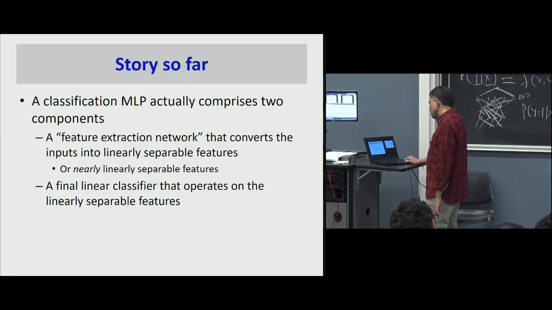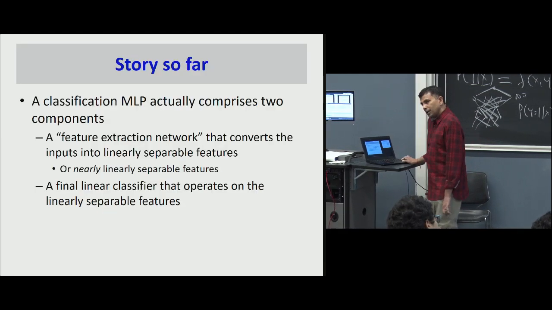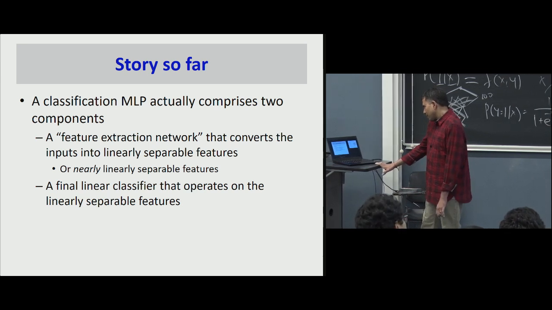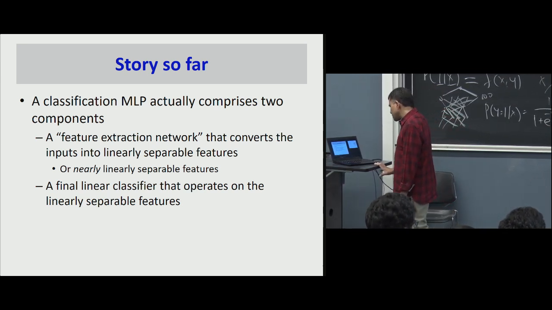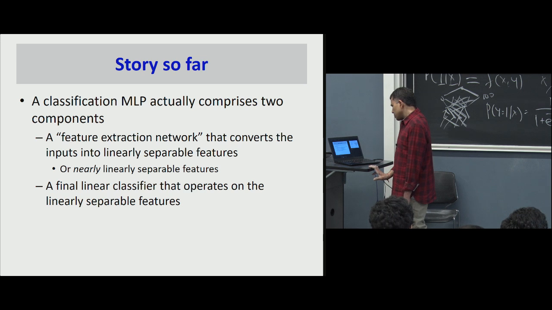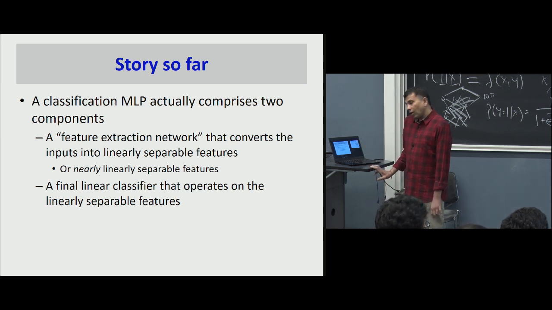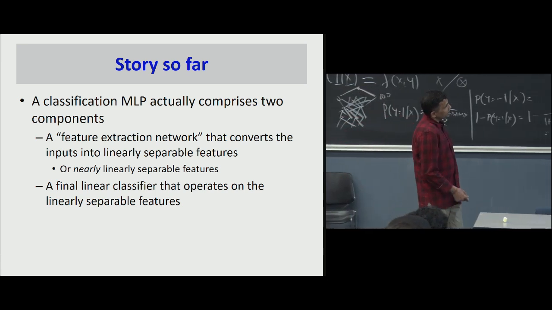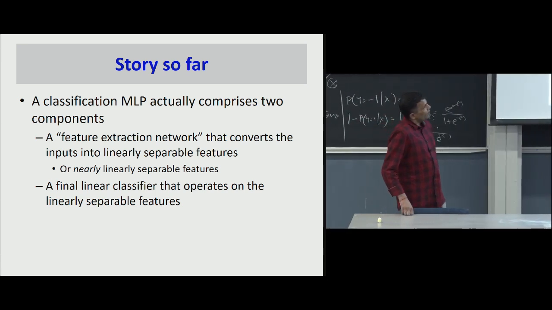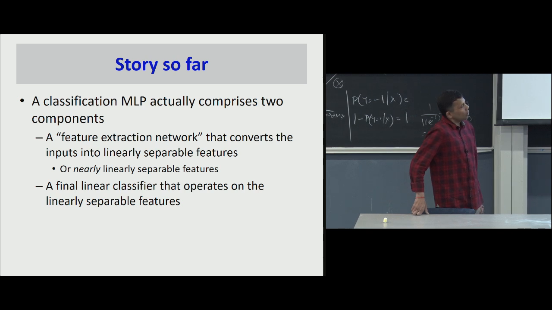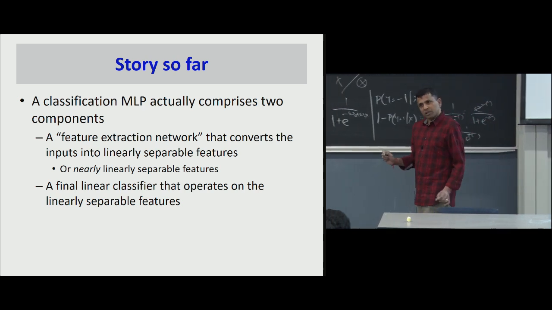So a classification MLP actually comprises two components. It has a feature extraction network that converts the inputs into linearly separable, or nearly linearly separable, features, and a final linear classifier that operates on the linearly separable features.